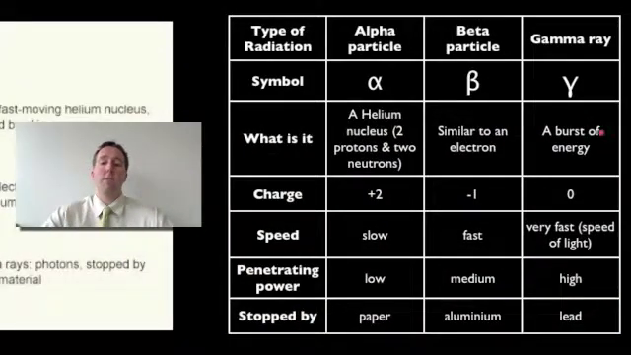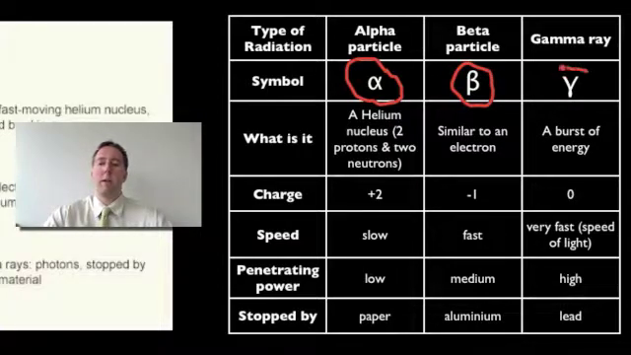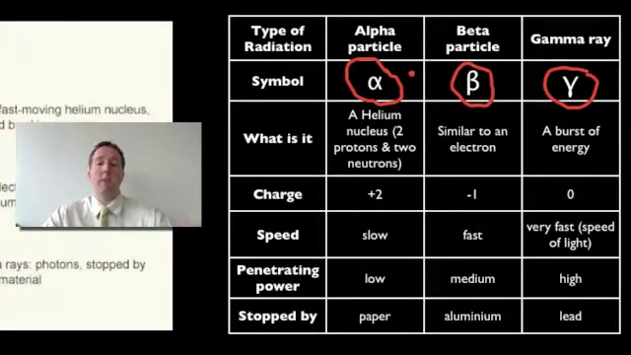So just to go through the three different types of radiation. This is the symbol for an alpha particle. That's the symbol for alpha. This is a symbol for a beta particle. It's the beta symbol. This is a symbol for a gamma particle. And they're different. So there's three different types of radiation, or radioactive isotopes emit different types of radiation.